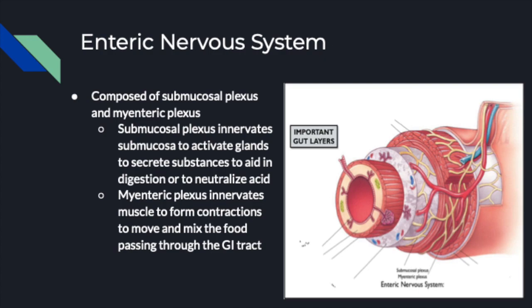So the major thing to remember with these plexi, probably, is that the myenteric plexus innervates muscle and forms contractions that move food along the GI tract, whereas the submucosal plexus innervates glands to release secretions that aid in digestion.